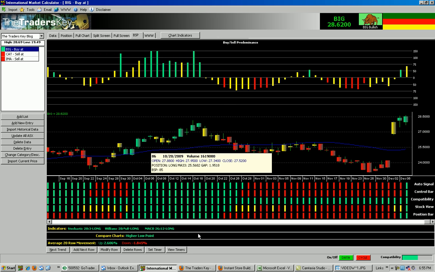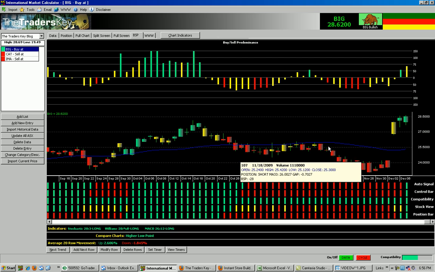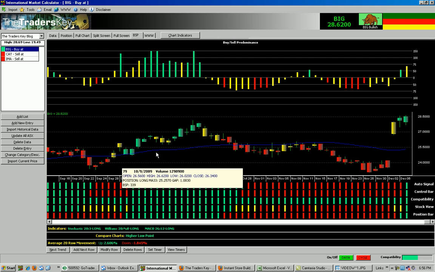Now this is the screen I normally show you on the Traders Key whenever I go into it. You've got the BSP, which is a buy-sell predominance, the histogram looking thing up the top, and below it we've just got a chart. Remember that blue line is a 33 moving average. That's on every chart, it's just a bit of a visual thing. Below we have the auto signal, control bar, compatibility, stock view, and position bars. That's just selected from the menu along the top of the Traders Key.